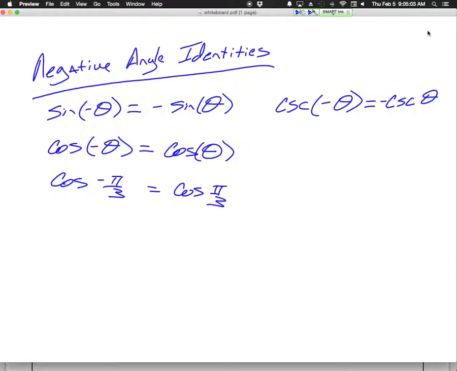Again, I need a reference angle and a quadrant. So my reference angle is pi over 3. What's cosine of pi over 3? 1/2. What quadrant am I in? I'm in 4. What's my letter? C, which means this is positive. And over here, all I need is cosine of pi over 3, which we already said was 1/2. So I have 1/2 equals 1/2. So on cosine, the negative goes away. So that means secant is going to do the same thing. The negative is going to go away on secant.